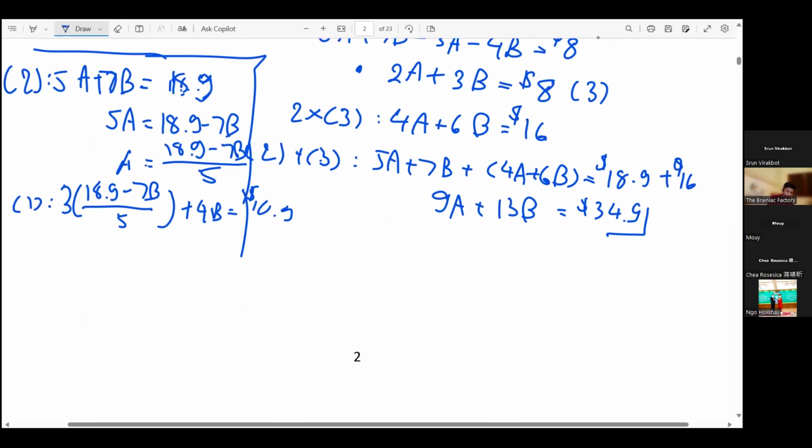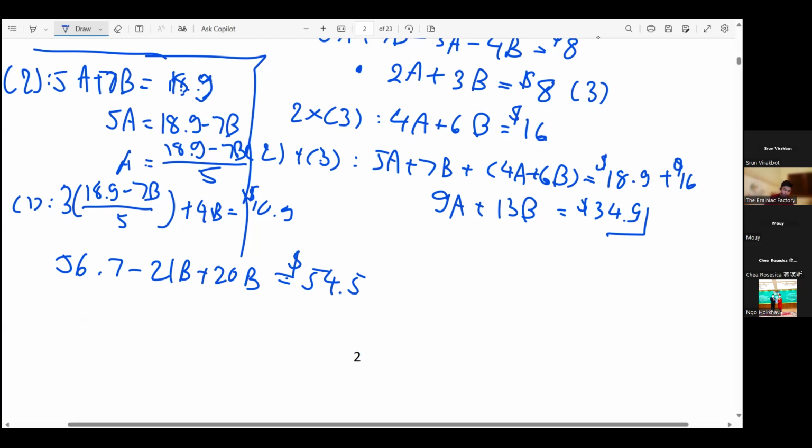You'll get, sorry, 18.9 is, sorry, it's 56.7 minus 21B plus 20B equals to 10.9 multiplied by 5, which is 54.5.